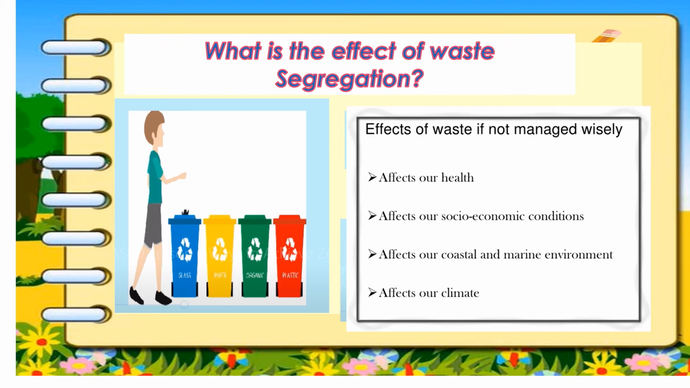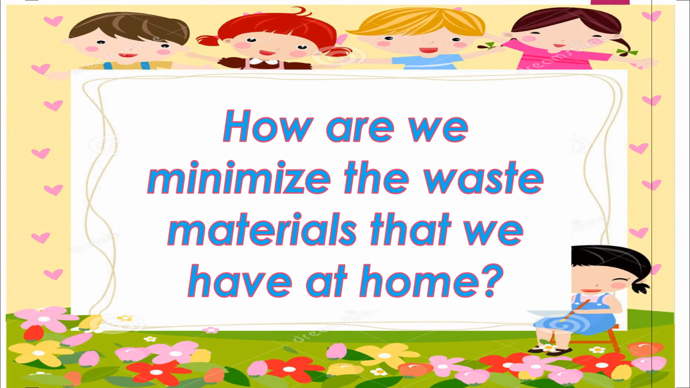The first one is it affects our health. Second, it affects our socio-economic conditions. The third, it affects our coastal and marine environment. And last, it affects our climate. So how are we going to minimize the waste materials that we have at home?